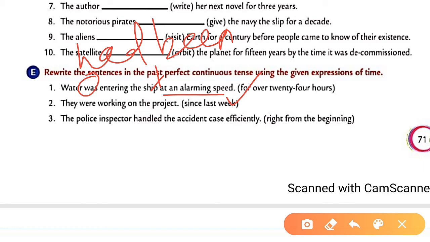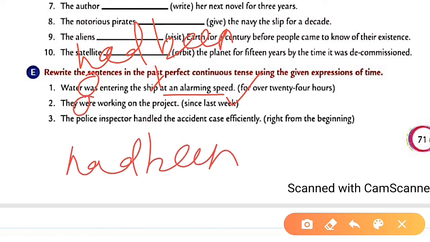Number two: they were working on the project. So in the place of were, you have to use had been. They had been working on the project since last week.